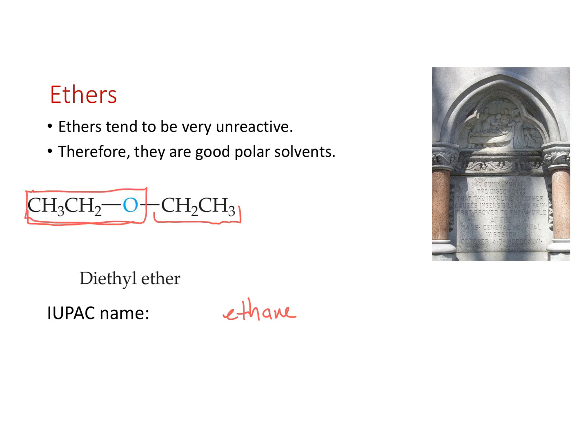My other carbon chain would be ethane, but because it contains the oxygen, it would become ethoxy. So the name is ethoxyethane. And that's how I would name diethyl ether. That would be the IUPAC name for diethyl ether.